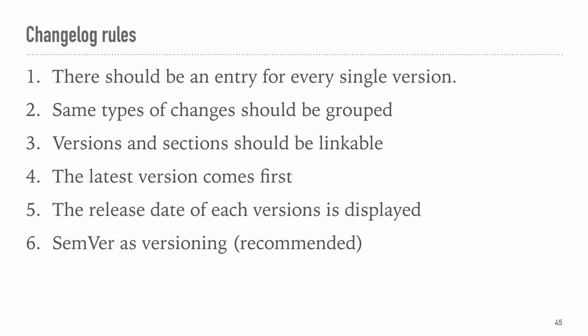And there are some rules that you need to consider when having a changelog file. There should be an entry for every single version of your library. The same types of changes should be grouped. For example, if you are adding five features, those should be under the added section, or changes under the changed section. The versions and sections should be linkable. This is not written in stone, but it is useful to provide.